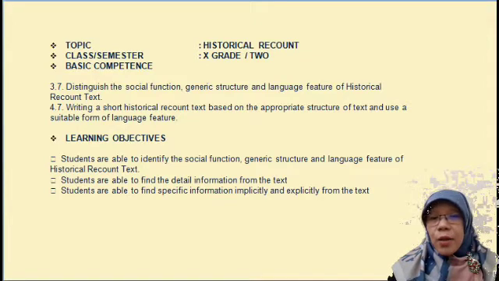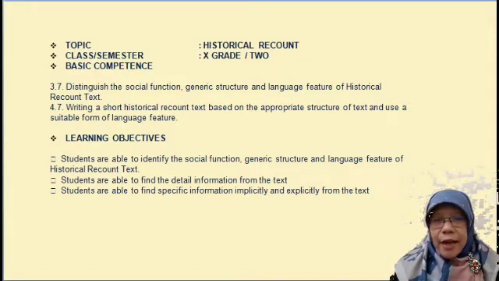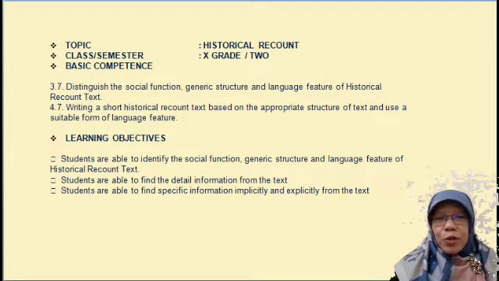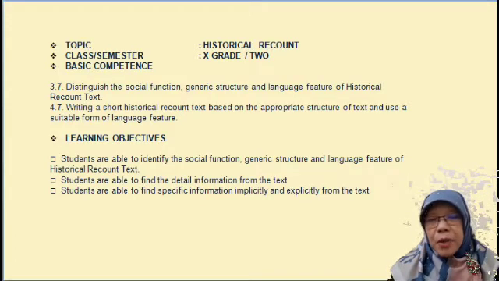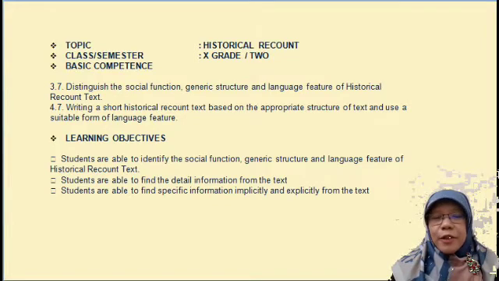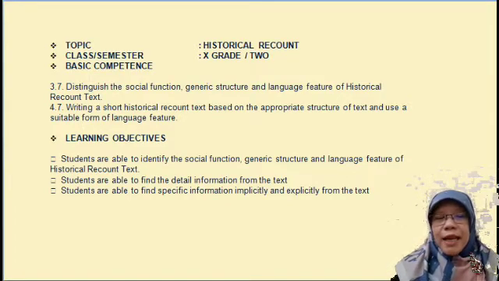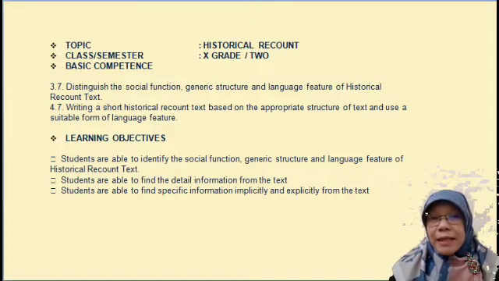And there are 3 learning objectives they have tried to achieve here. The first, students are able to identify the social function, generic structure, and language feature of the historical recount text. And the second, students are able to find the detailed information from the text. And the third, students are able to find specific information implicitly and explicitly from the text.